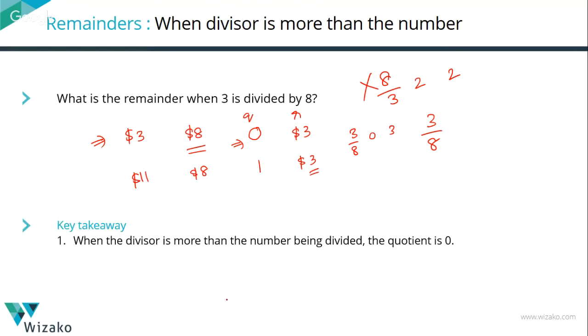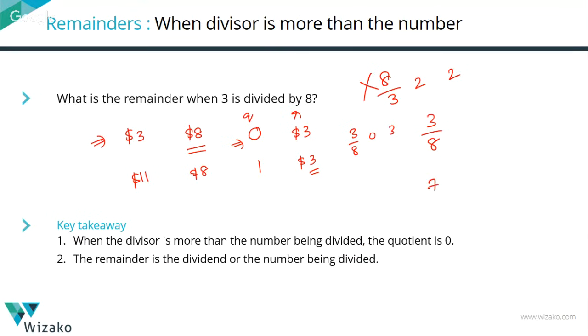So whenever, this is the key takeaway, when the divisor is more than the number that is being divided, the quotient is 0. You will not be able to buy any $8 bottles with just $3 with you. So what is going to be the remainder? You're not going to lose this $3. You'll come back with this $3. So the remainder is the dividend.